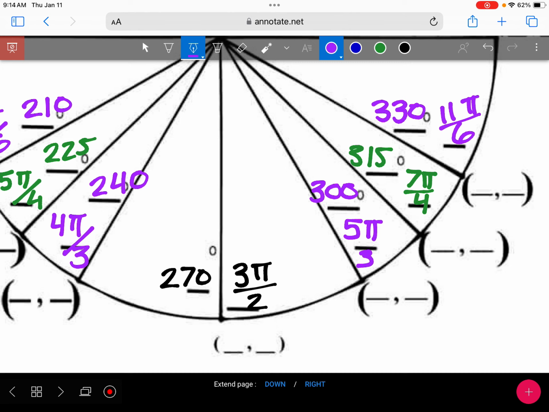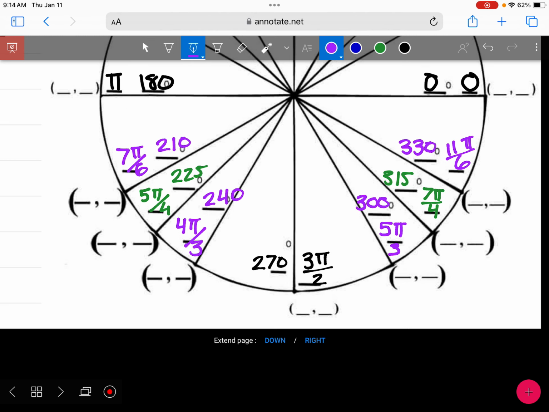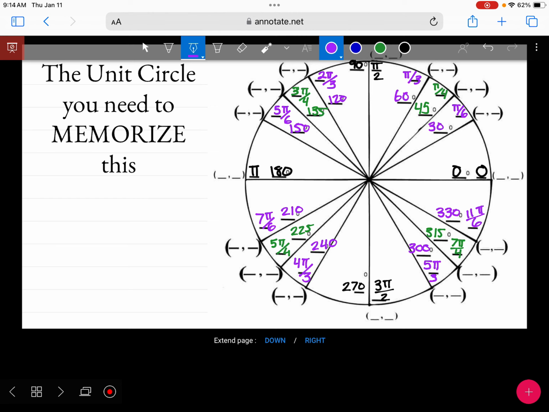So our 0, 90, 180, 270, those ones we're locked in on. They provide excellent checkpoints for us to double check that we're going around correctly. And like I said, there are multiple different ways of filling this in. You'll wind up with the same stuff in the same spots.